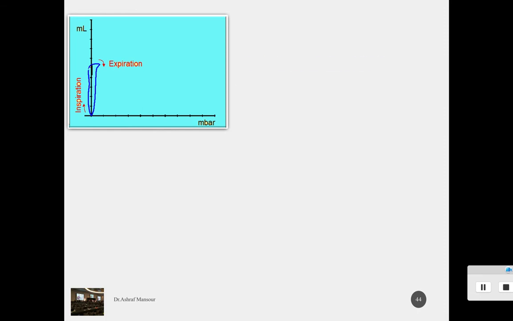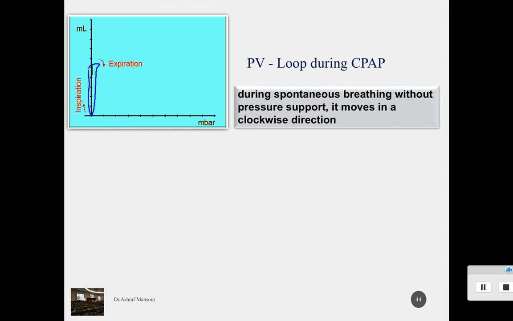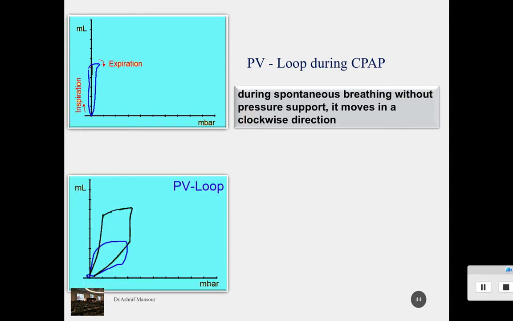So this picture shows you the baby during spontaneous breathing without pressure support, and it moves in the clockwise direction, while that one shows you the loop while the baby is supported by pressure ventilation support, with two different volume curves, one from the spontaneous breathing and the other from the supported breathing, with different inspiratory time and different tidal volume.